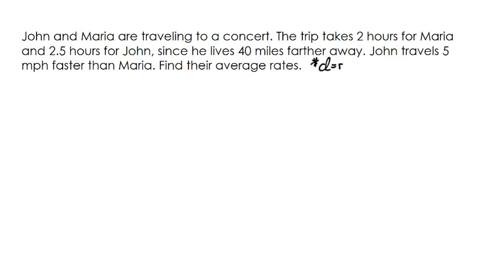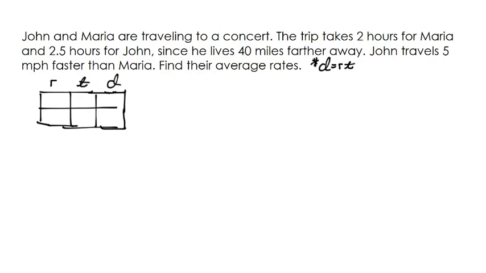As I'm looking at this, one thing that we need to recall from prior knowledge is that distance equals rate times time. That's a relationship that we're going to use throughout this problem. You don't have to do this, but it's very helpful for me to set up a little table. Our table is set up to know that distance equals rate times time. We're going to describe John, and then we're going to describe Maria.